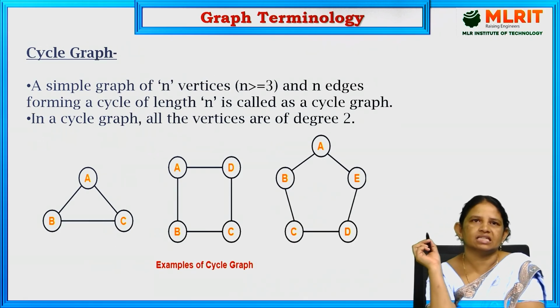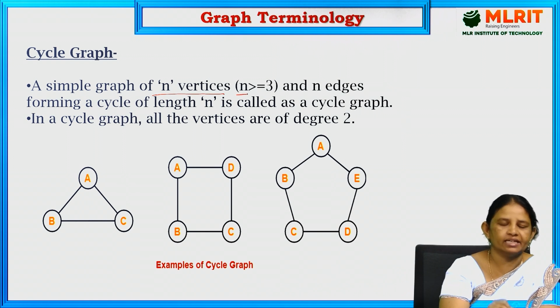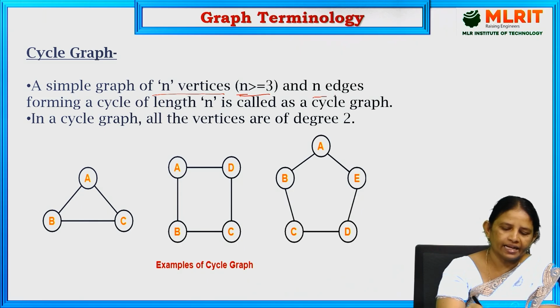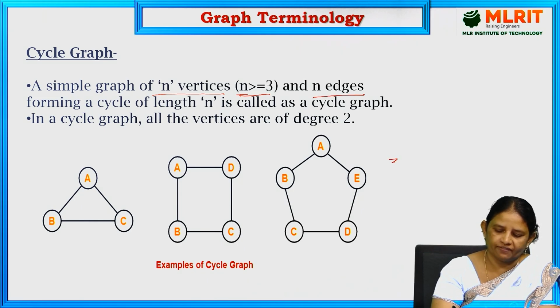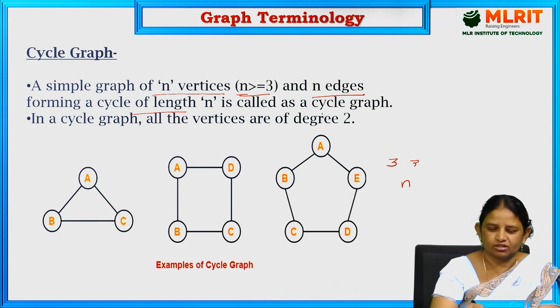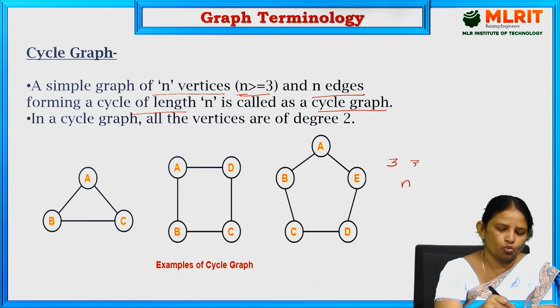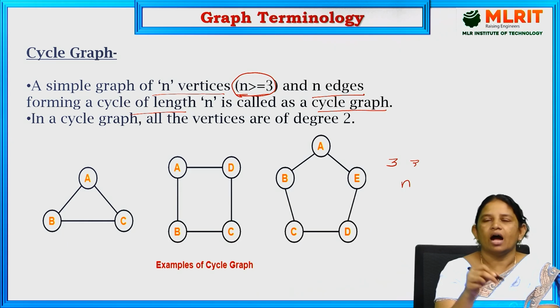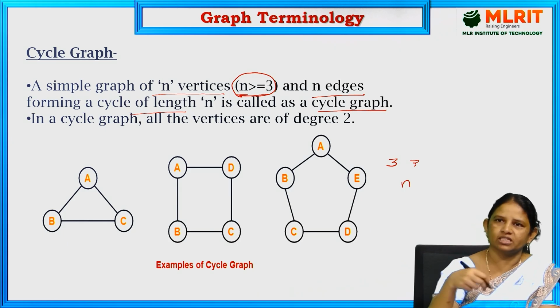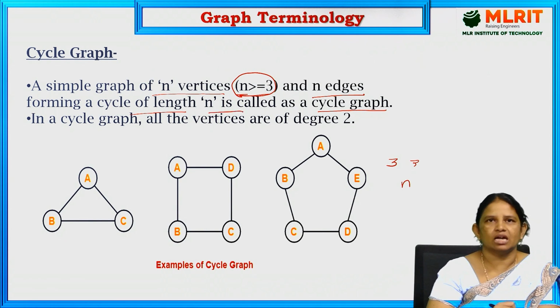Next one is a cycle graph. A simple graph of n vertices. What is n? n is the number of vertices that is greater than or equal to 3, and n edges. That means suppose there are 3 vertices, then 3 edges can form a cycle of length n. Then it is called a cycle graph. So a simple graph consisting of n vertices and n edges that form the cycle, or a closed path of length n, is called a cycle graph.